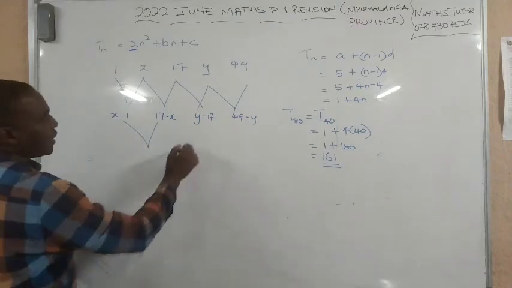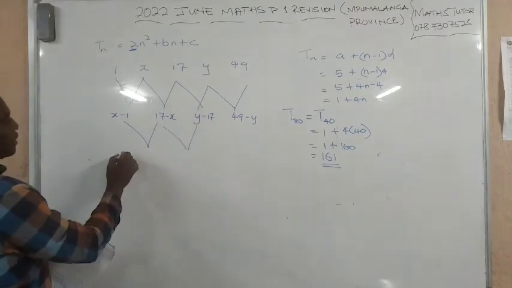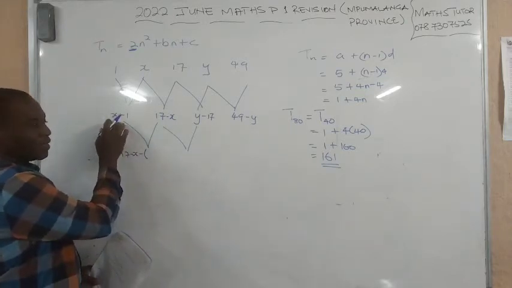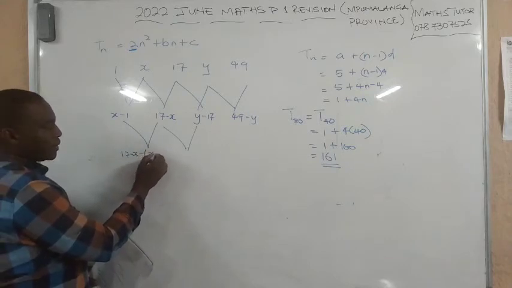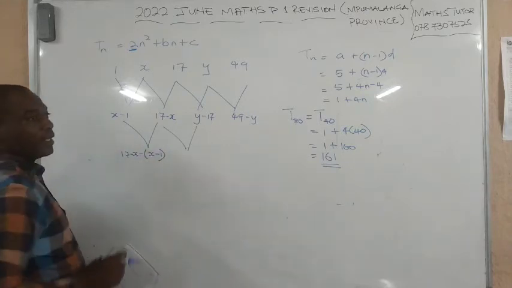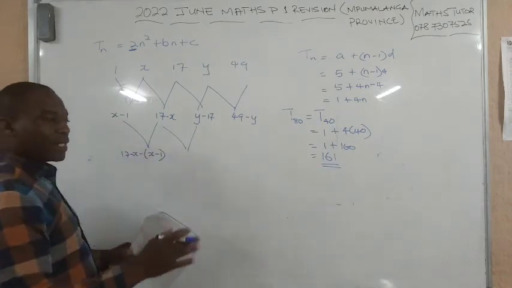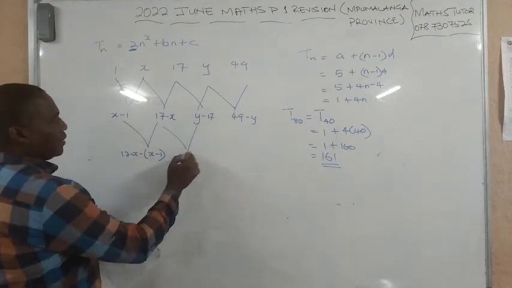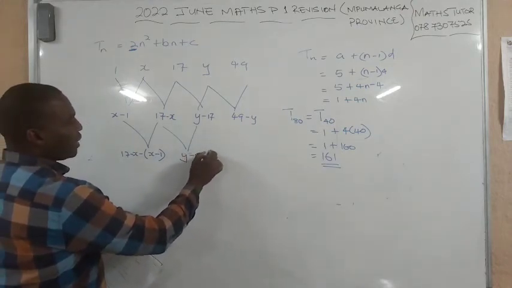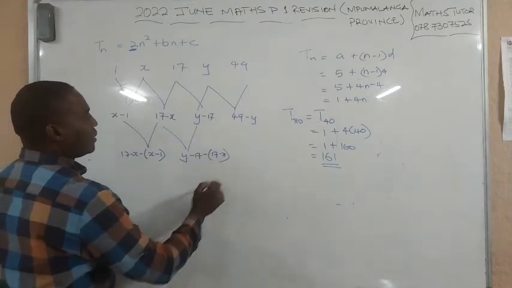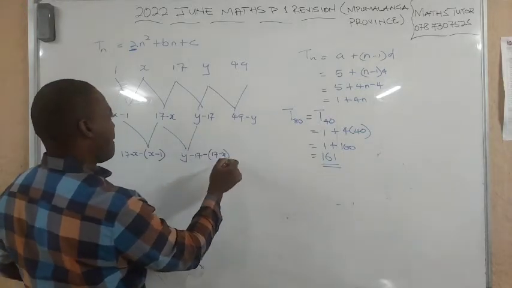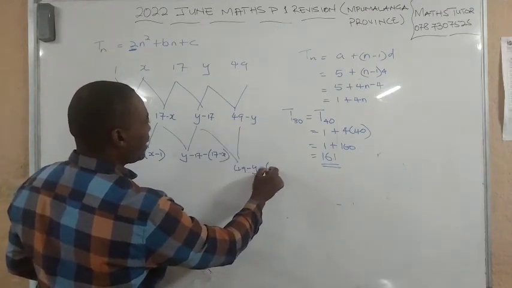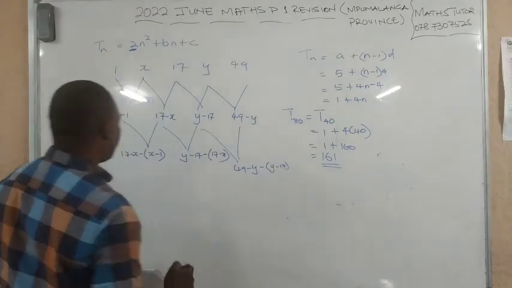And then the second difference, it's 17 minus x minus, please, you are subtracting an expression, so put it in brackets. I've seen learners making this error. They just say minus, they don't put brackets and say x minus 1, and that's the end of it. Then here we have y minus 17 minus x. And then we have 49 minus y minus 17.